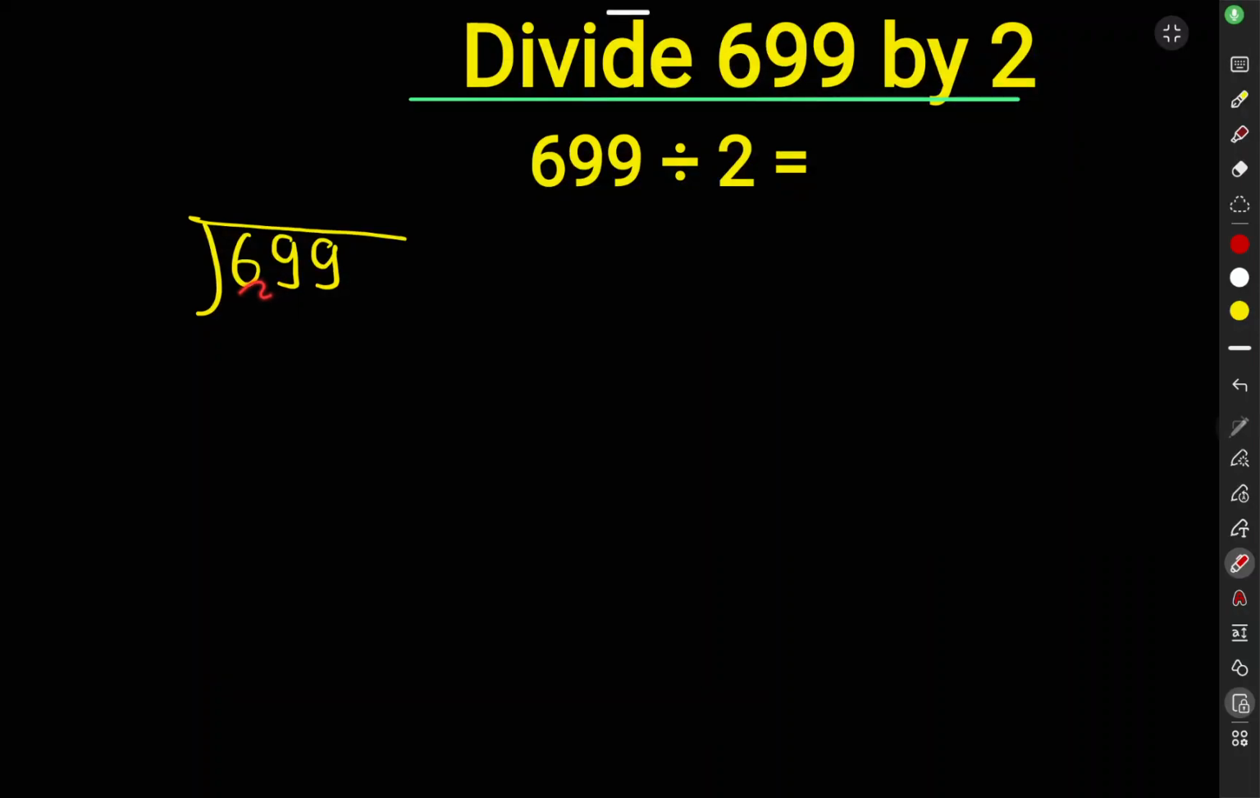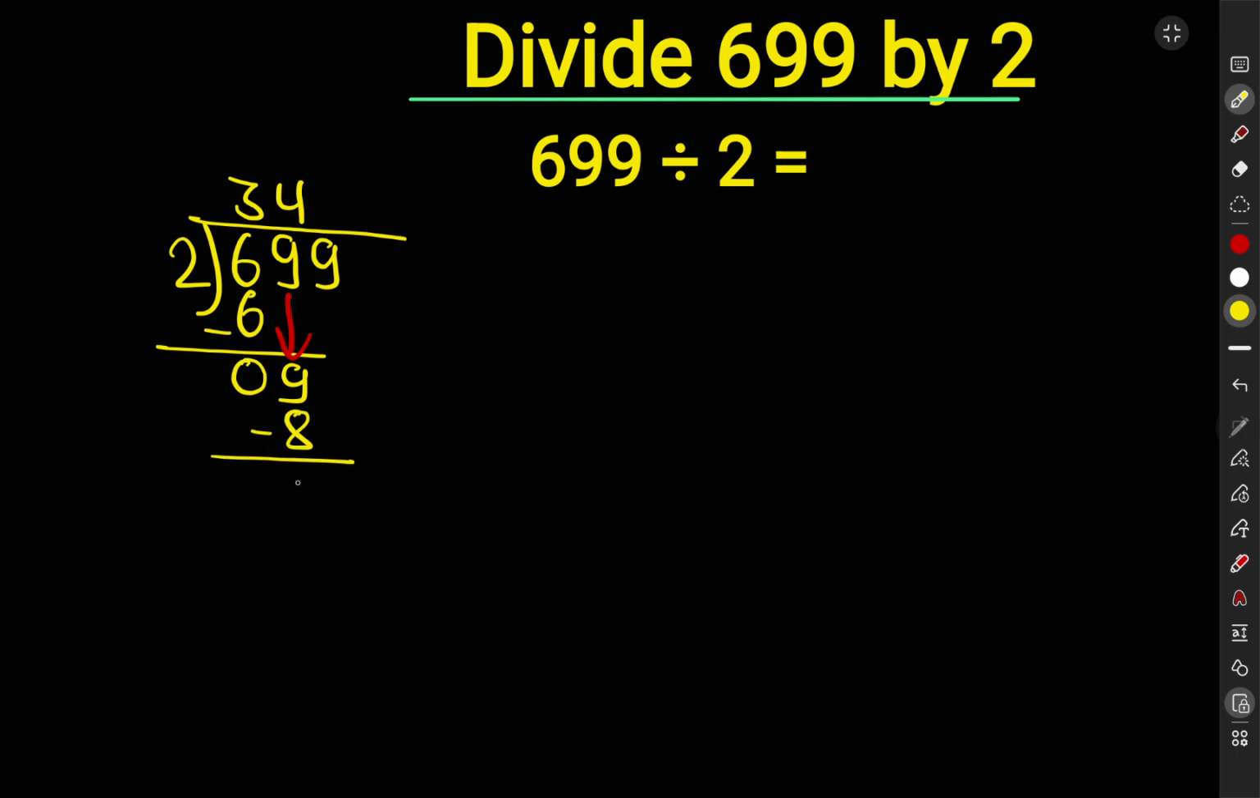Here we divide 699 by 2 in long division method. So 2 times 3 is 6. On subtracting we get 0. So now we put down this 9 and 2 times 4 is 8.